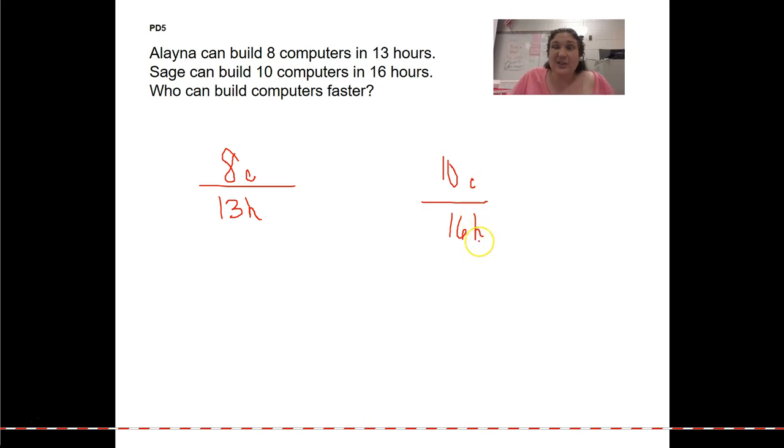So all we're going to do is actually just get the decimals. 8 divided by 13 tells us that on average, Alana can build 0.61 computers per hour. And 10 divided by 16, 0.625, is what Sage can build. So because of that 0.014 difference, Sage can build computers faster.